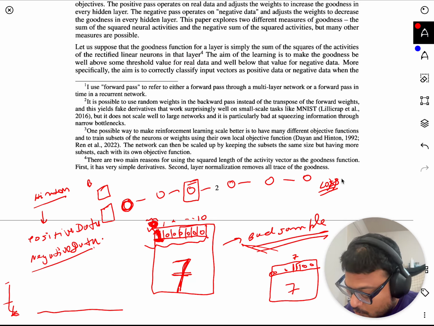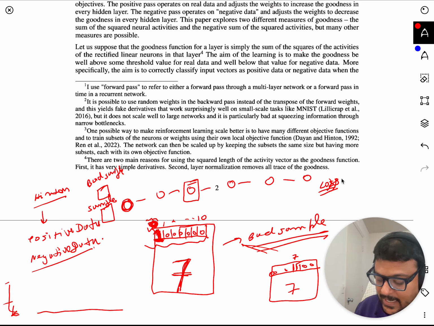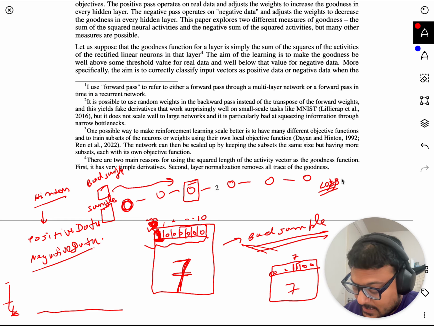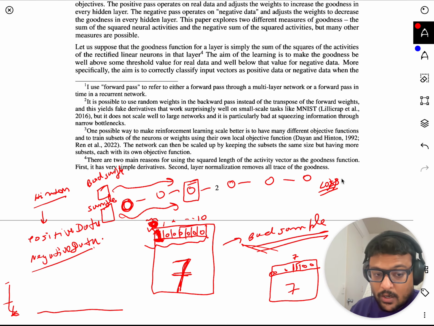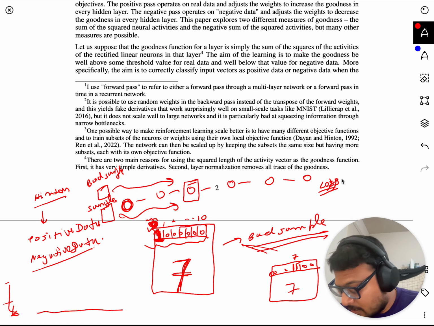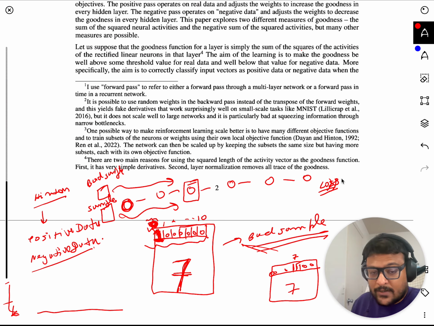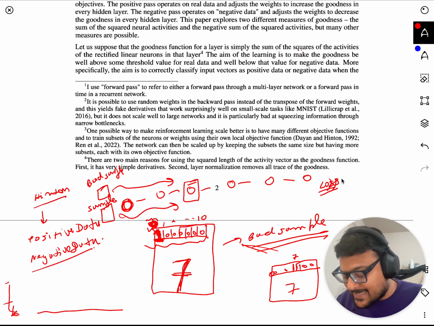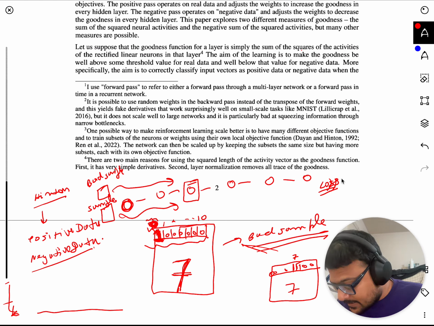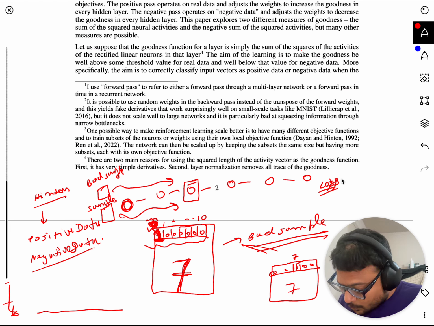One belongs to a bad sample and one is a good sample. So now what you want is that whenever you are piping your data through such a network, it should activate very high for a positive sample, and it should activate very low for a bad sample. So let us look at what he says here. Let's look at this equation.